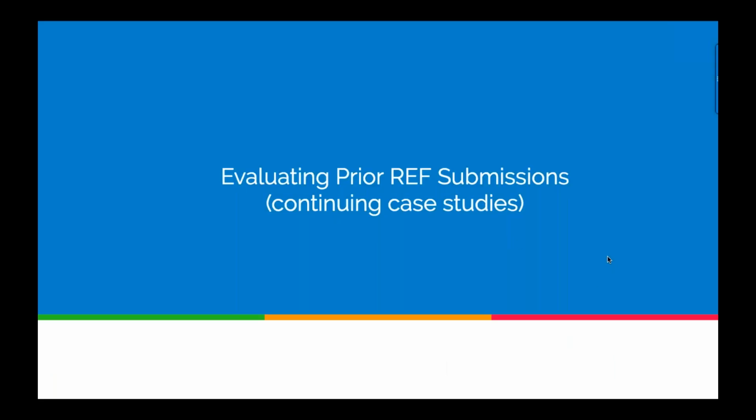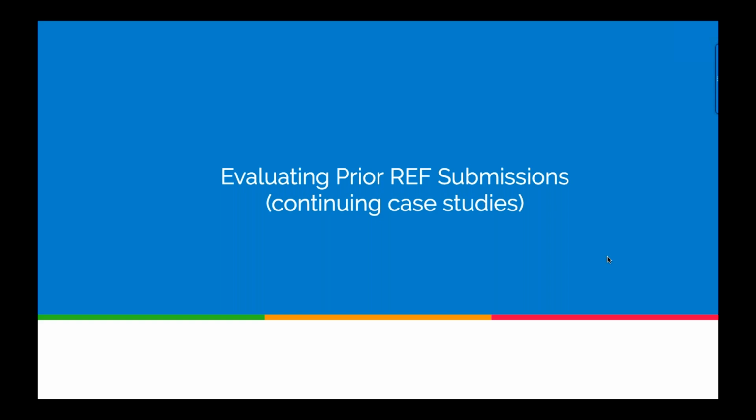Right, having said all of that, how do you make use of a system like this in order to, let's say, evaluate the prior REF submissions as continuing case studies? I want to go and have a look at our 2010 to 2014 publications that we submitted to the REF. Forgive me, by the way, if I get the date slightly wrong on that.